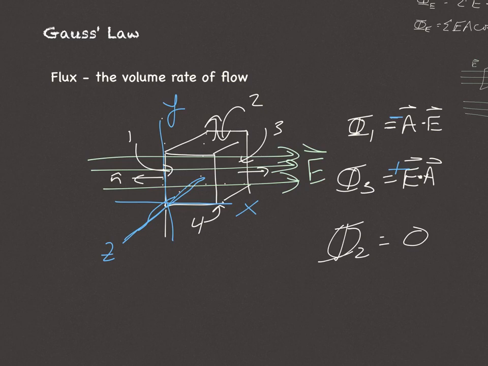So there's only a flux through side 1 and side 3, because those are the only two surfaces that are perpendicular to the field. So the net flux through this cube is going to equal 0, because 1 and 3 cancel each other out. The flux going into a three-dimensional object is negative. The flux coming out of a three-dimensional object is positive.